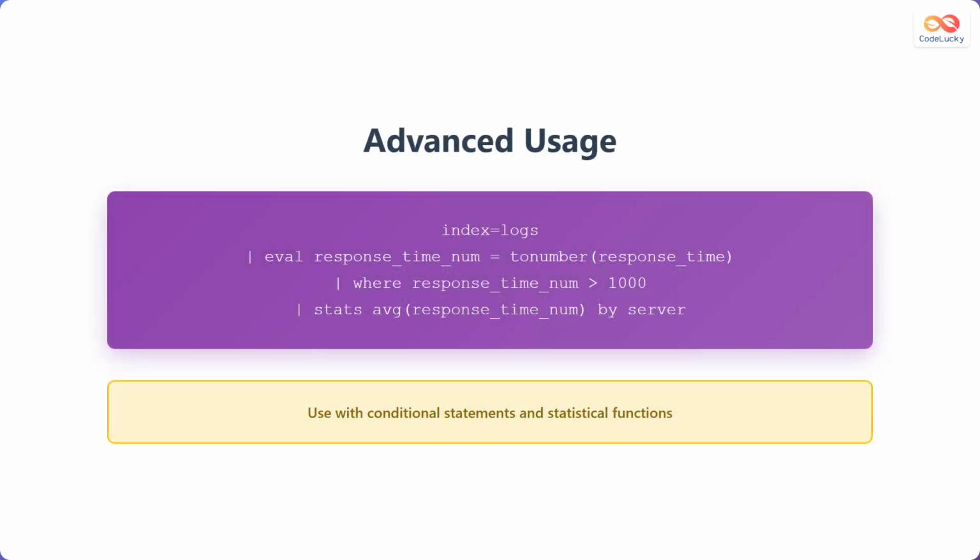The tonumber command becomes more powerful when combined with other Splunk commands. In this advanced example, we search log data using index=logs. We convert the response_time field to numeric format using eval and tonumber. Then we use the where command to filter results where response_time_number is greater than 1000 milliseconds. Finally, we calculate the average response time grouped by server. This demonstrates how tonumber enables both filtering and statistical operations on converted numeric data.